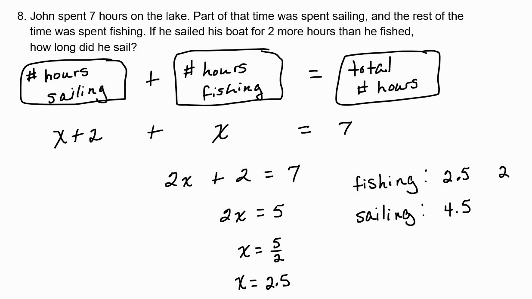Now, if you wrote the hours fishing as a mixed number, 2.5, that's fine, and then sailing would be 4.5. So either one of these answers is okay, in fraction form or in decimal form.